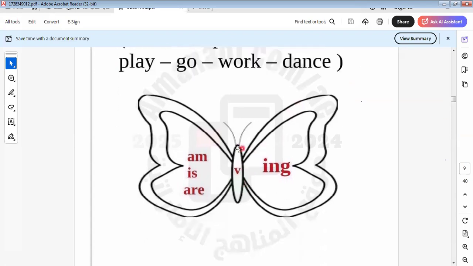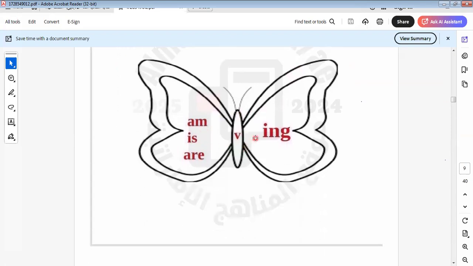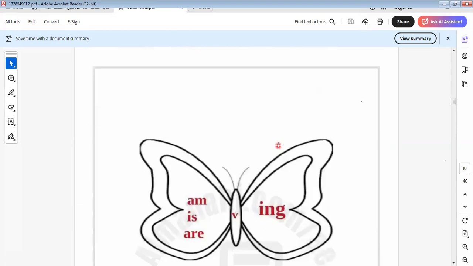So the present continuous tense, we have here a butterfly, describing the butterfly and saying what? The formula of this tense would be am, is, are plus verb plus ing. Repeat after me. Am, is, are plus verb plus ing. Let's use our voices with me. Am, is, are plus verb plus ing.